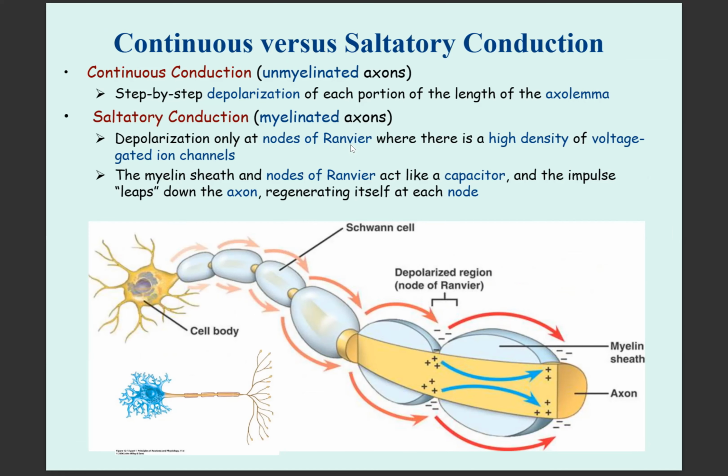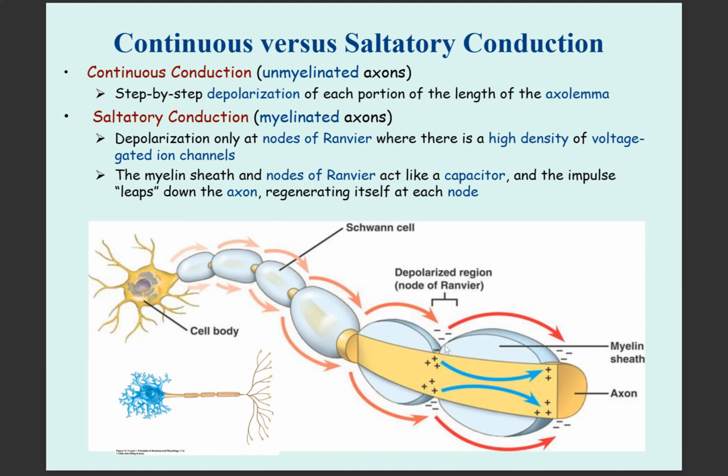Continuous conduction is usually seen in unmyelinated axons, where there is a step-by-step depolarization of each portion of the axolemma, that is the membrane of the axon. Then saltatory conduction is seen in myelinated axons, where depolarization only occurs at the nodes of Ranvier, where we have a high density of voltage-gated ion channels and cause a leaping mechanism of conduction from one myelin sheath to the other myelin sheath.